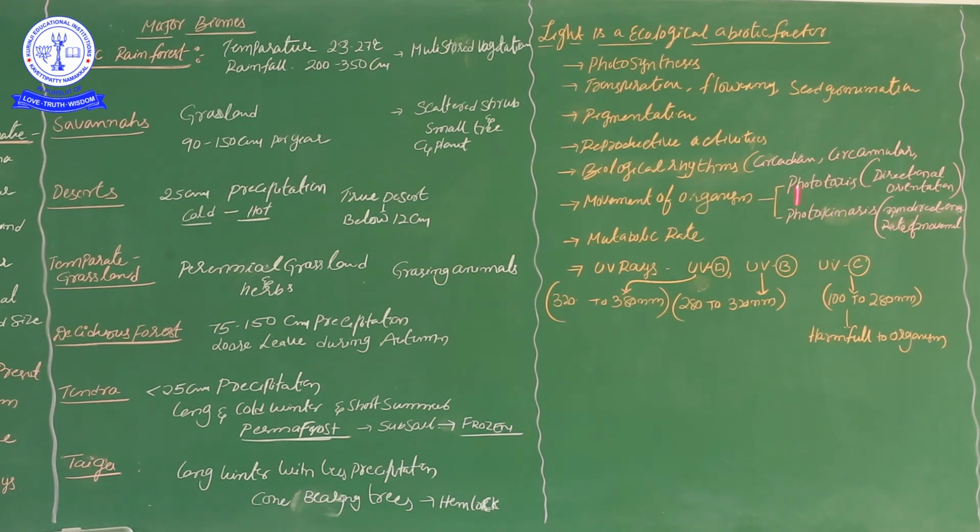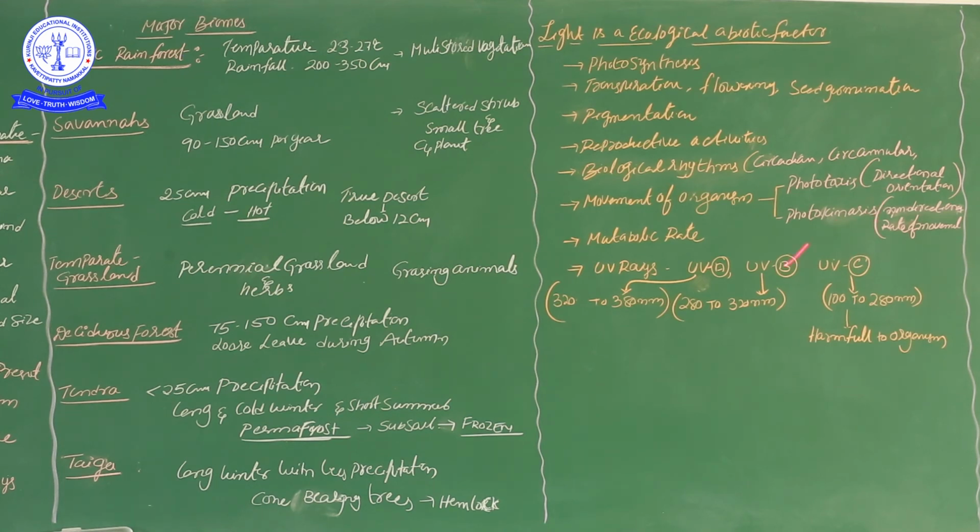Phototaxis tells about directional movement, that is, how the organism is moving towards the light source or away from it. So phototaxis tells about orientation. Orientation means, for example, when I focus a laser light on that board, your eyes look at the place where I am focusing. That tells about orientation. So it is whether the organism moves towards or away from the light source.